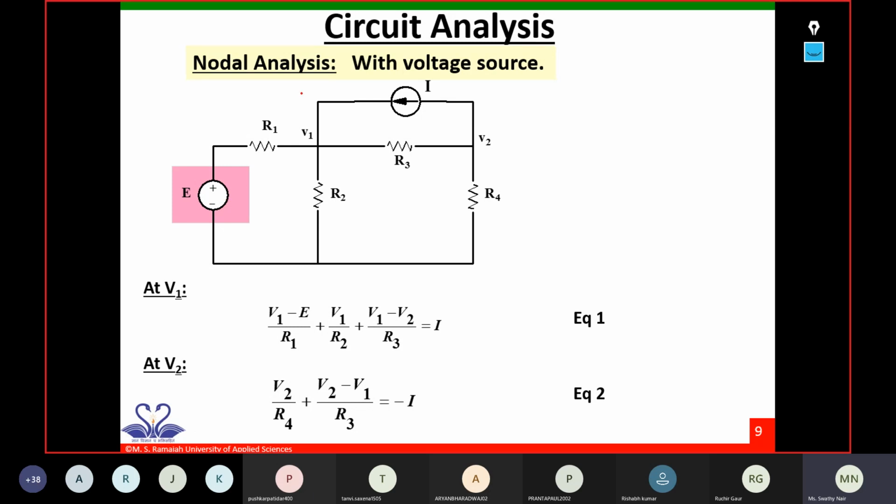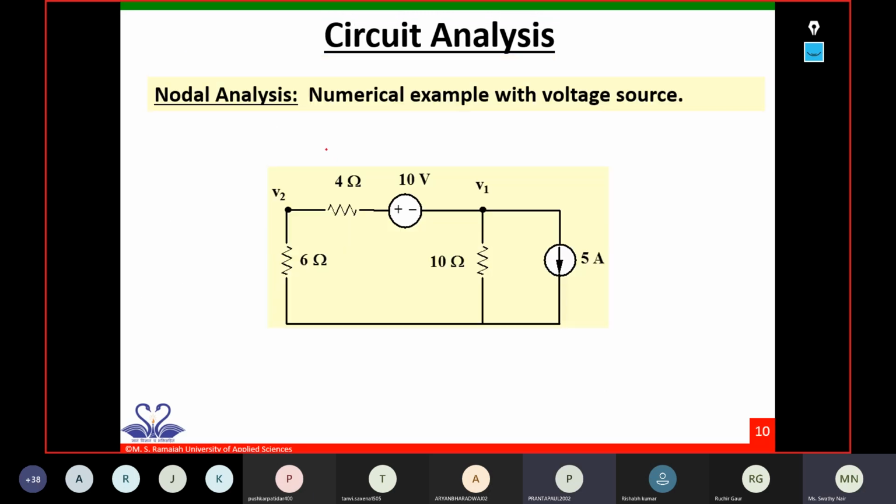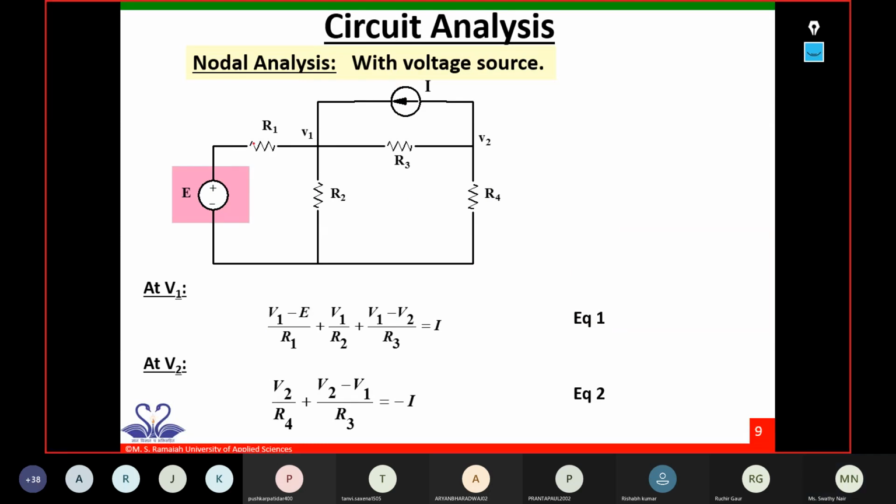Next, the equation with a voltage source we will write. Find out V1 and V2 for the following circuit. Okay, have you taken down the figure?